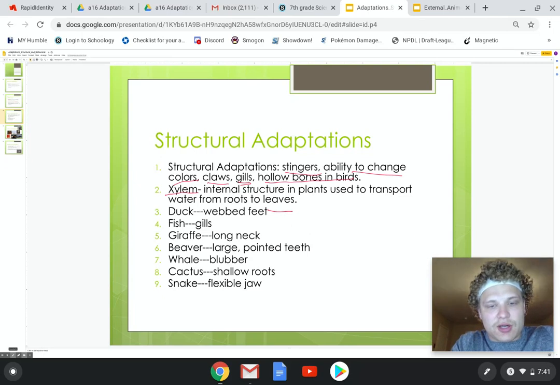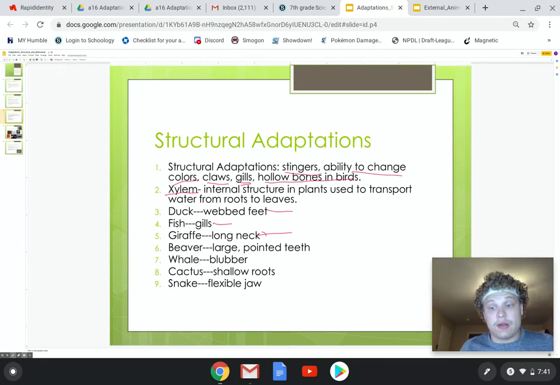All right, a duck with webbed feet, that helps them swim. Their feathers also have a bunch of oil on them, which allows them to float on top of the water. Fish, their gills allow them to breathe water. Giraffe, the longer the neck, the more food that they can find on certain trees.